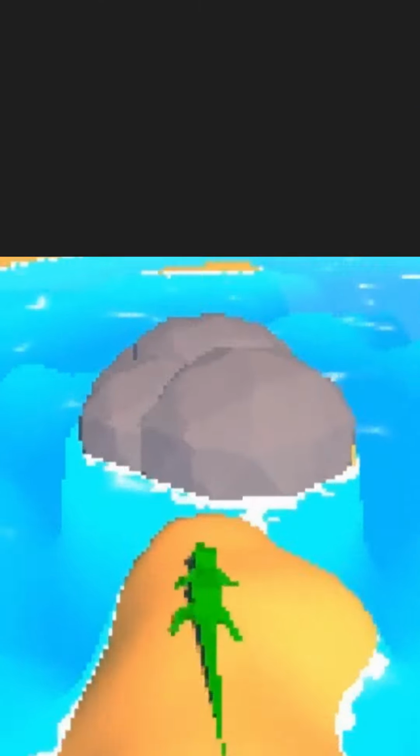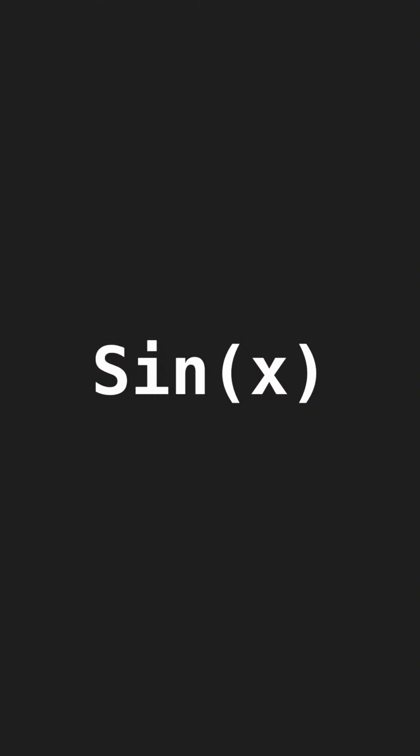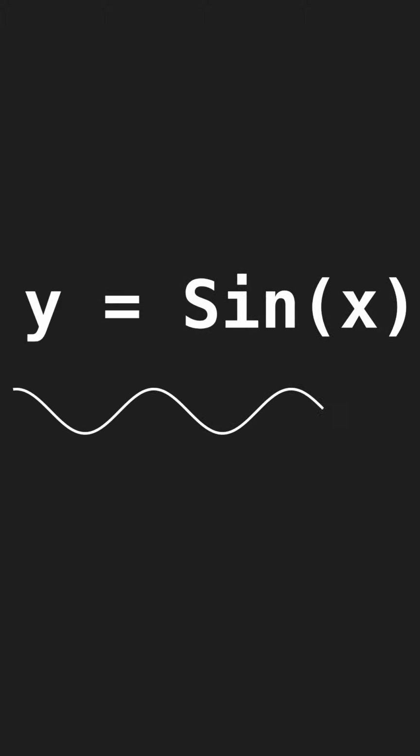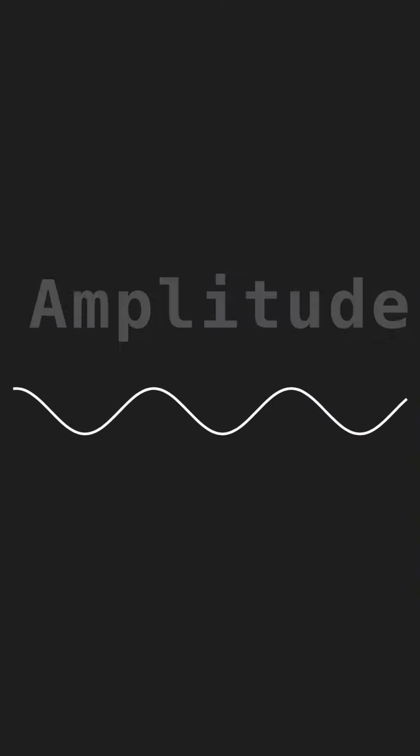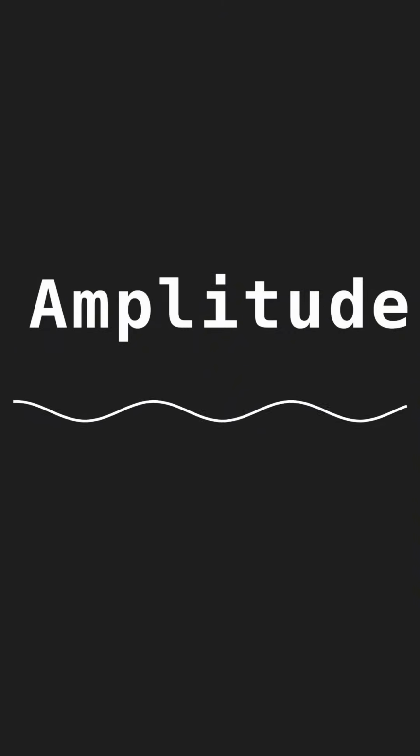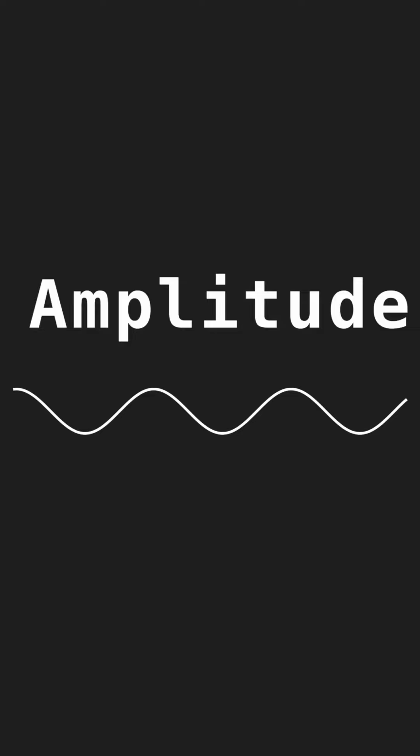wave: the sine function. If you don't know, the sine function is a function in trigonometry that when plotted on a plane creates a wave pattern. There are 3 adjustments that we can make to this wave: frequency, or how tightly packed the waves are; amplitude, or how high and low the peaks of the waves reach; and, most importantly in our case, phase.